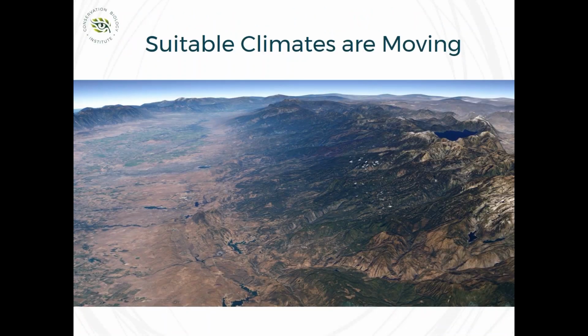So let's jump into the climate analysis. As we know, with climate change, suitable climates are moving, and here's just a schematic of a landscape. This is that same Central Valley looking north in California. That's Lake Tahoe on the right, and so you have this gradient going from the low valley floor all the way up to the high mountain peaks.